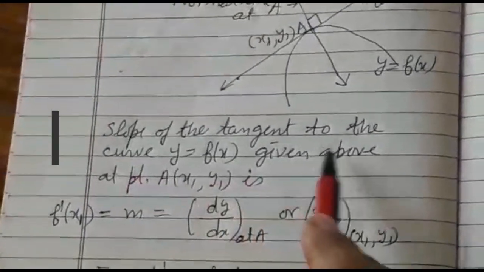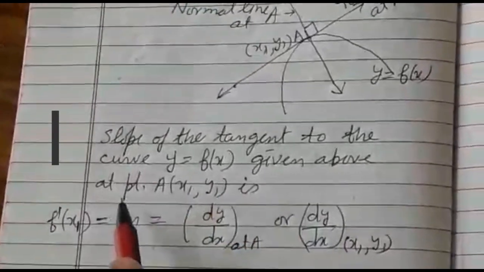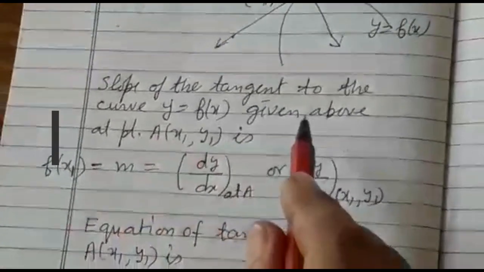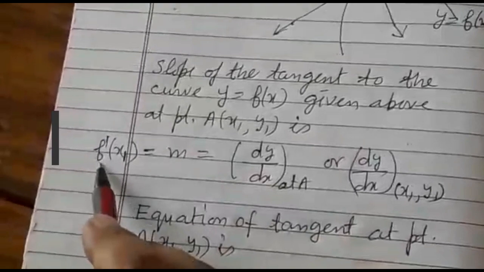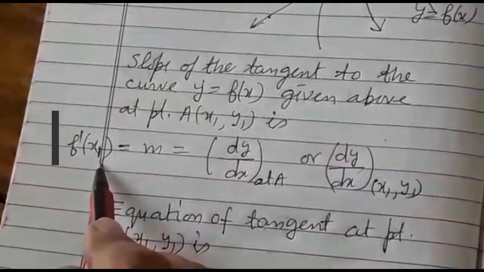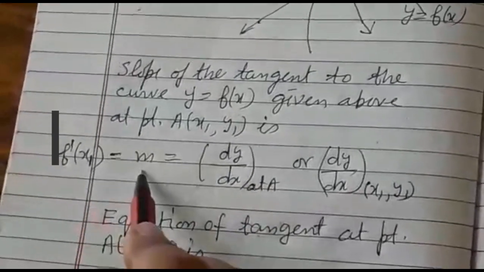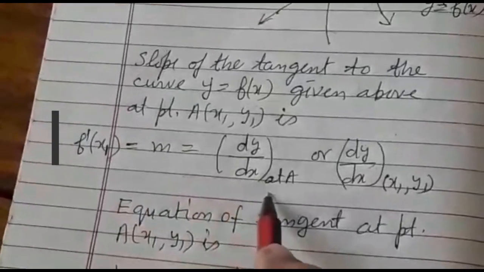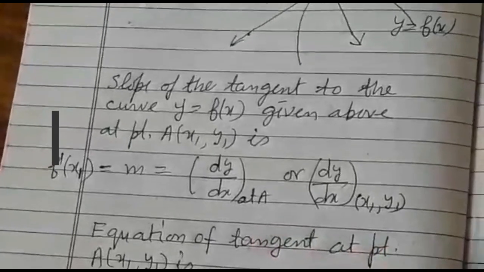Slope of the tangent to the curve y = f(x) at point A (x1, y1), that is to say, the slope of the tangent to the curve y = f(x) at point (x1, y1), is f'(x1). It means we have differentiated the function and then substituted x = x1. Basically it is m, and m is dy/dx at that point A, and A is (x1, y1).